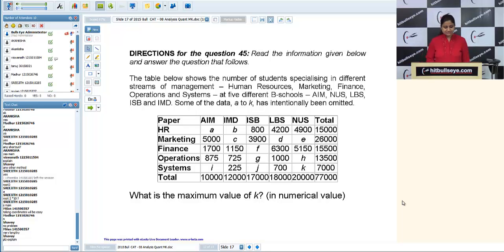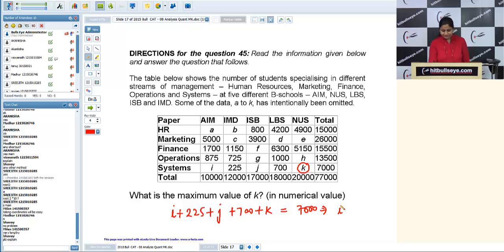See, it says what is the maximum value of K? Where can you see K? This is here, that is the intersection of NUS College and Systems row. So we can make two equations. The row will give you I plus 225 plus J plus 700 plus K is equal to 7000. So straightaway I'm writing the equations. They are I plus J plus K, that is 6075. By taking the column once again, we will get E plus H plus K. This is 9950.